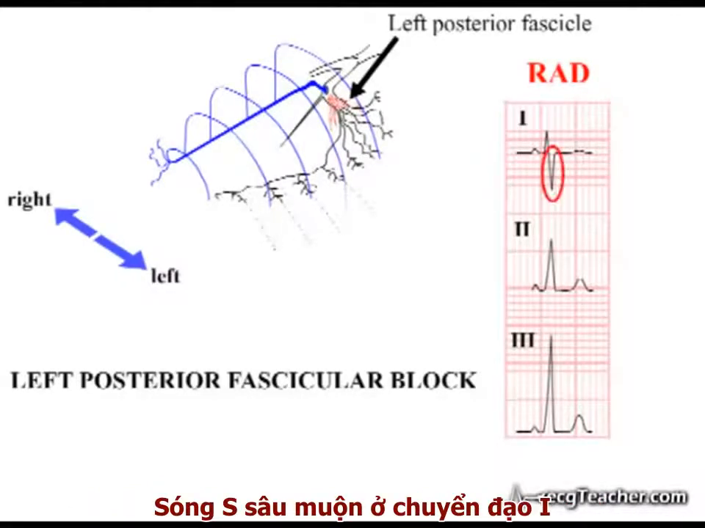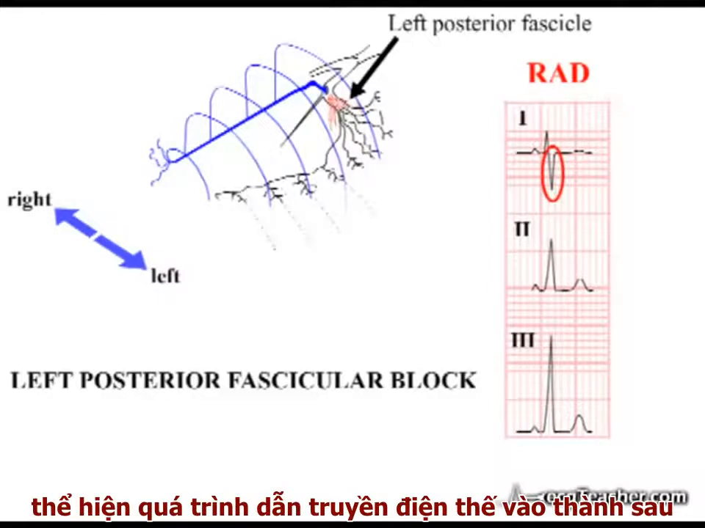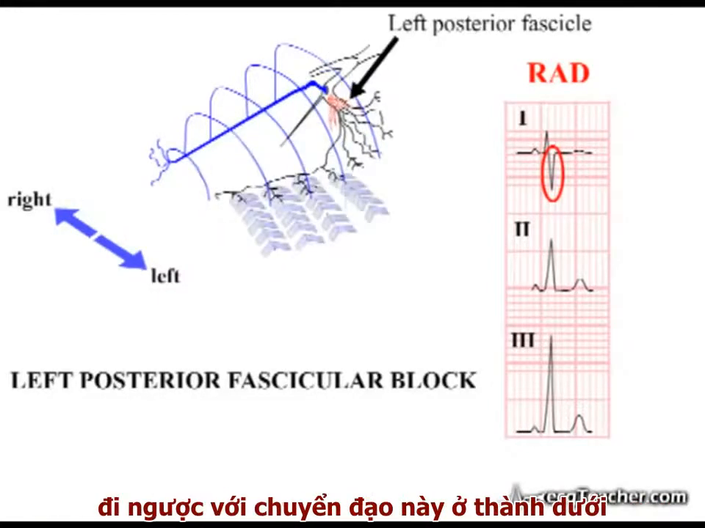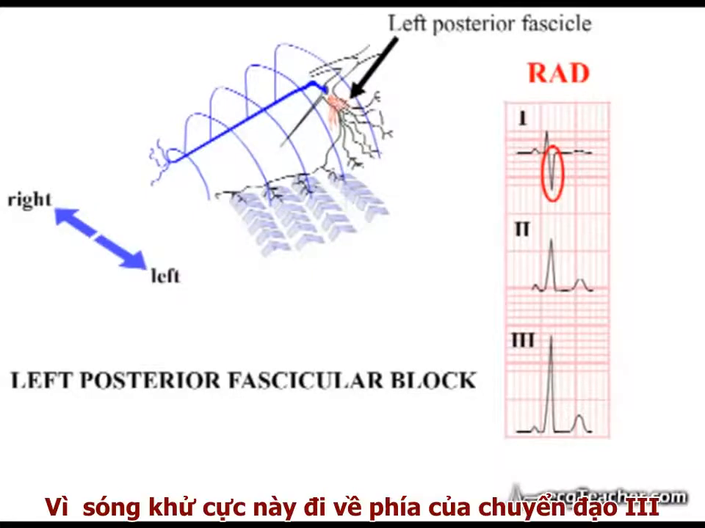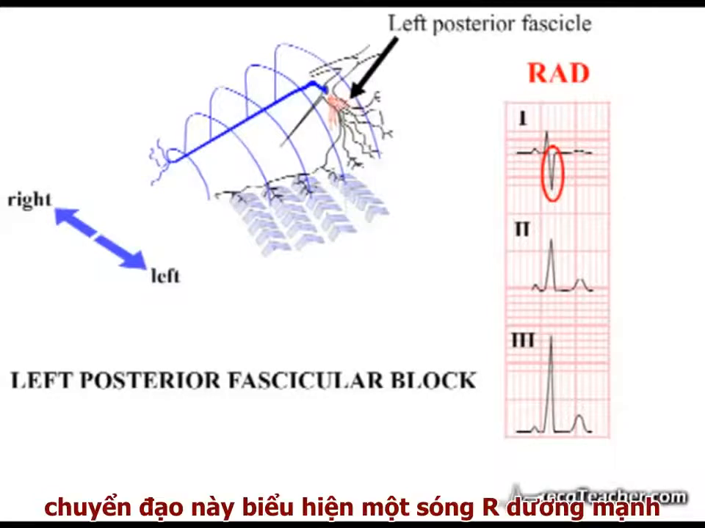The late deep S wave in lead 1 reflects the delayed retrograde spread of depolarization away from this lead in the inferior wall. As this depolarizing voltage is moving towards lead 3, this lead retains a strong R wave.